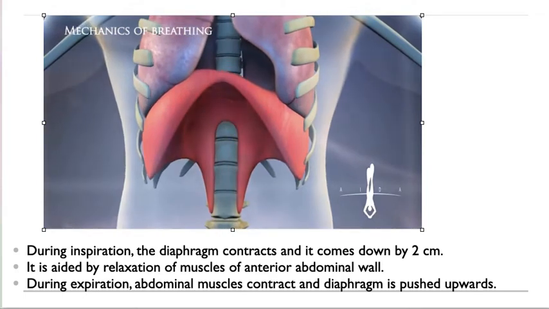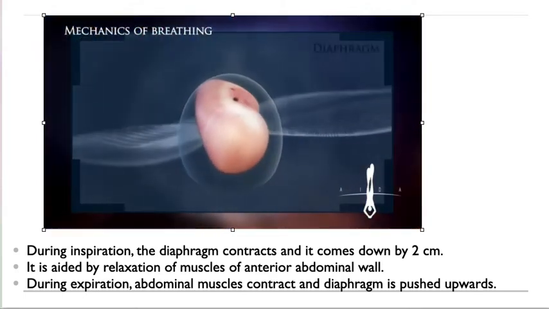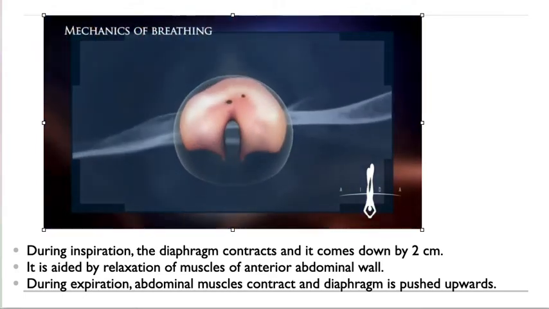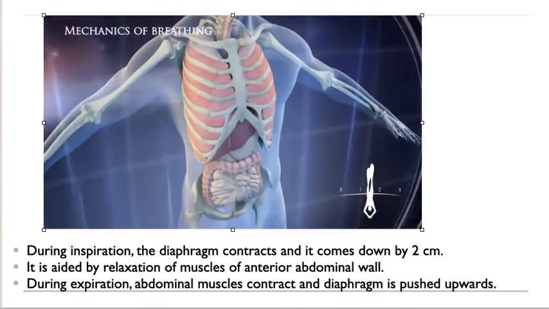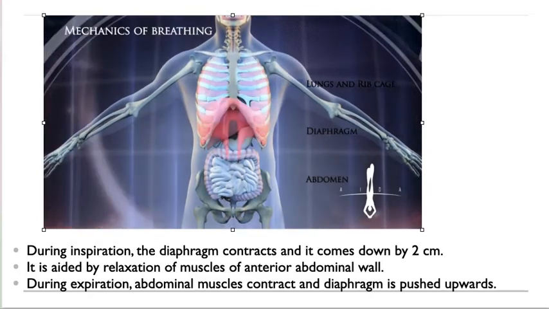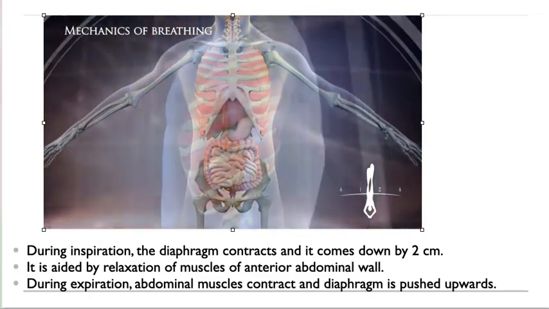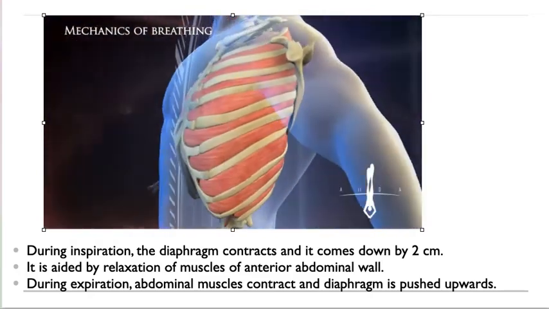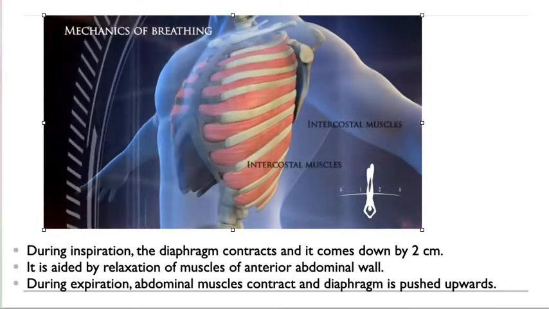During inspiration, the diaphragm contracts and comes down by 2 cm, aided by relaxation of muscles of the anterior abdominal wall. During expiration, the abdominal muscles contract and the diaphragm is pushed upwards.